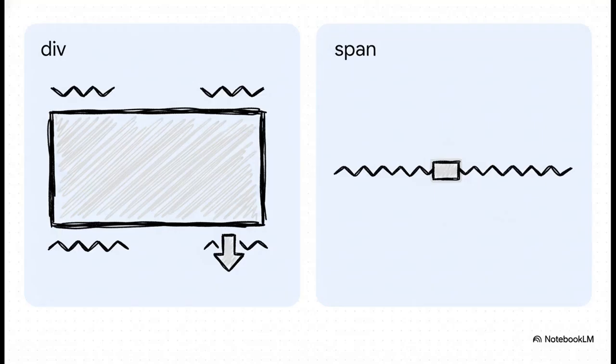So this is the absolute key difference. And it all boils down to how they behave by default. A div is block level. It's greedy. It takes up the full width and shoves everything else onto a new line. A span is inline. It's polite. It just sits right there in the flow of the text, only taking up the space it absolutely needs.